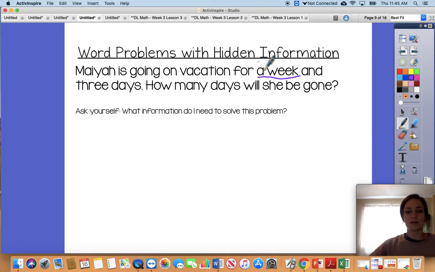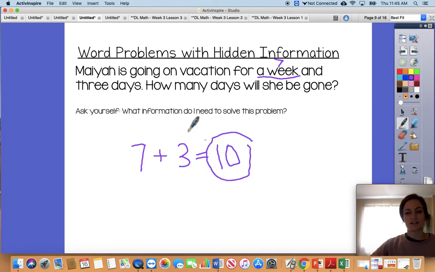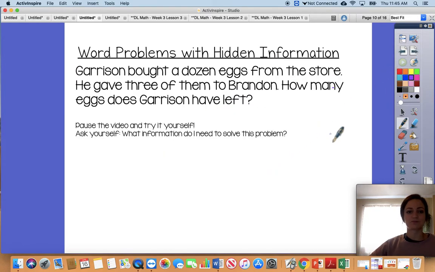But we know that she was gone for a week, which is 7 days, and then 3 more days. So 7 days, or that full week, plus the 3 more days would give us how many days Maya will be gone, which is 10. She'll be gone for 10 days. Does that make sense? It didn't tell us that a week was 7 days, but it was hidden information. But we know that a week is 7 days, so we can say 7 plus the 3 more days. She'll be gone for 10 days. Okay, because that's days. All right, let's look at another one, and you'll try this one on your own.